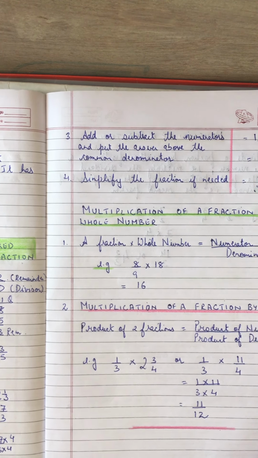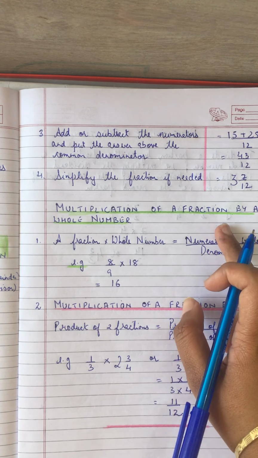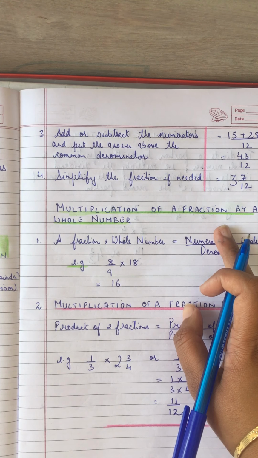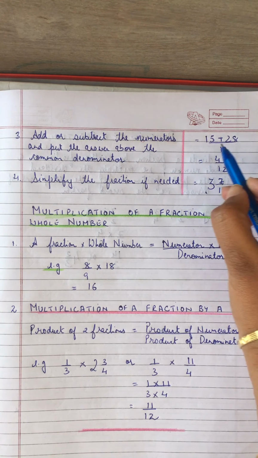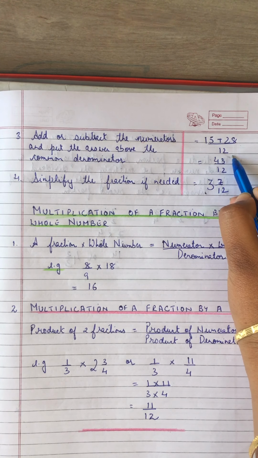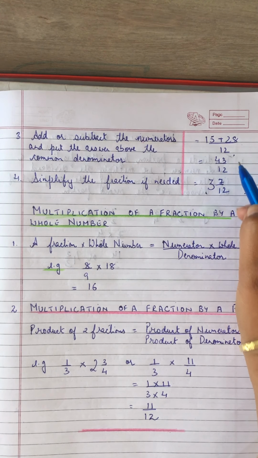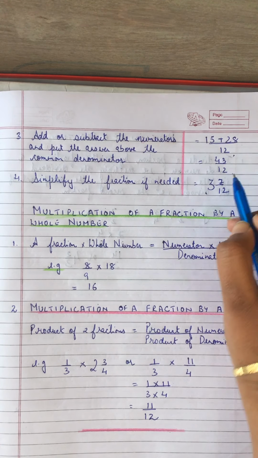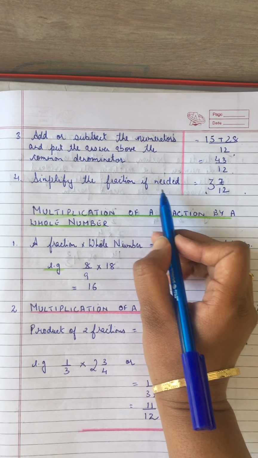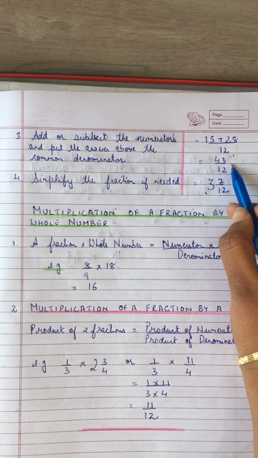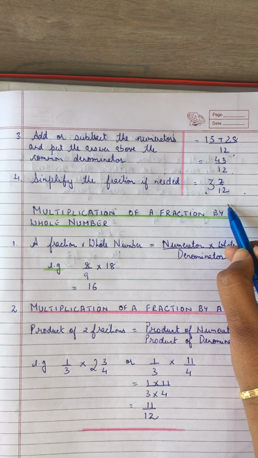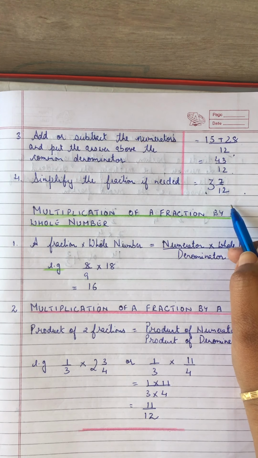Now after this, if it is a question of addition, we will simply add the numerators and place it upon the common denominator. If it is subtraction, we will subtract the numerators and place it on the common denominator. So this was addition: 15 plus 28 upon 12. So after adding, I get 43 upon 12. Now the next step is to simplify the fraction if needed. Now if you see this fraction, this cannot be reduced, but this is an improper fraction, so I have written it as a mixed number, and it will become 3 whole number 7 upon 12.